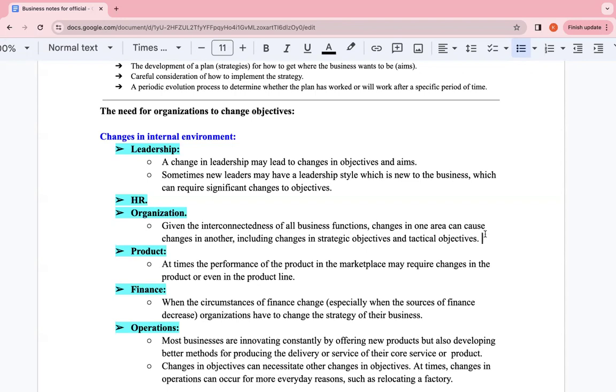So changes in objectives can necessitate other changes in objectives, like I briefly mentioned. At times, changes in operations can occur for everyday reasons, such as relocating a factory. So these are all the things that can happen within a business, because that's why it's called internal. A really good thing about business management in general is that it's very based on common sense. So once you just know the word, you can really relate it without having to have known the concept that deeply.